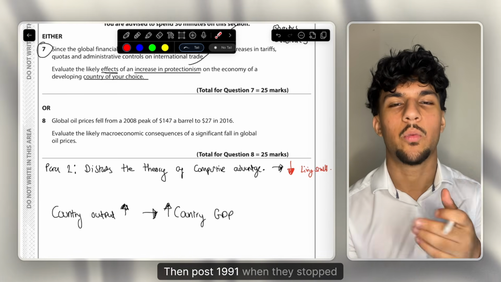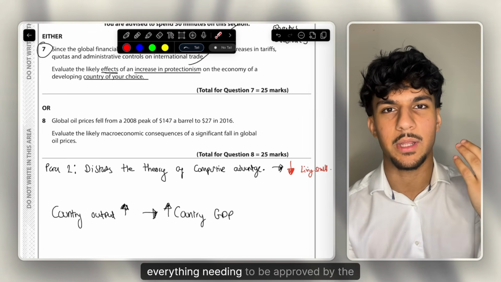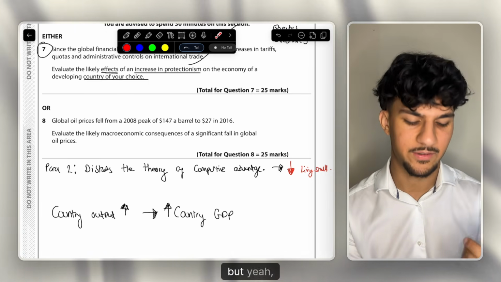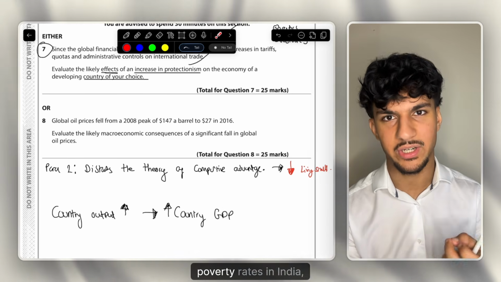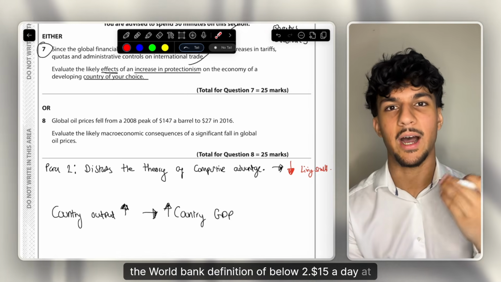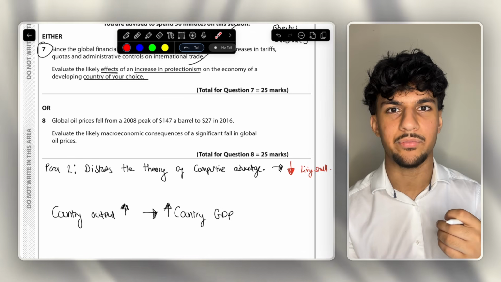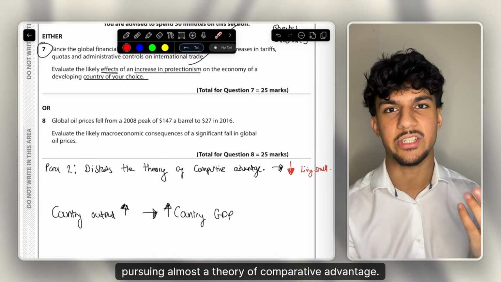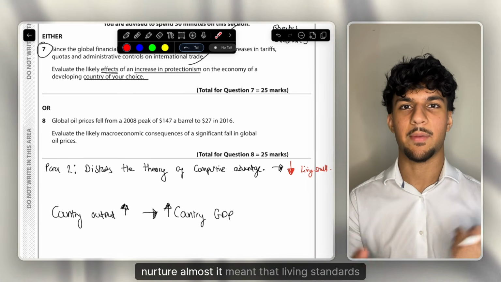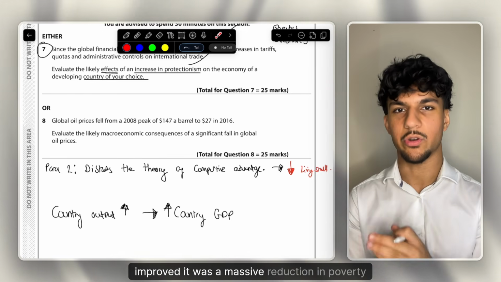Then post-1991, when they stopped protectionist policies, when they stopped stupid things like everything needing to be approved by the government, it was basically a bit of a non-democracy. But then post-1991, poverty rates in India, according to the World Bank definition of below $2.15 a day at purchasing power parities, it's only 10%. So it really shows, by them pursuing almost a theory of comparative advantage, by allowing the theory of comparative advantage to nurture almost, it meant that living standards improved. And one thing we saw with living standards improved was a massive reduction in poverty rates.